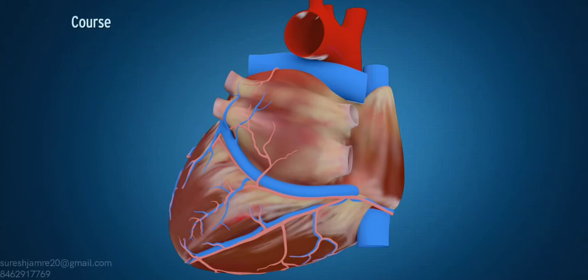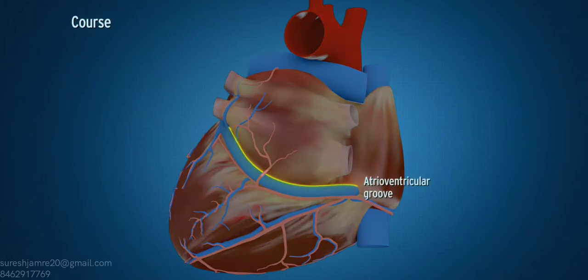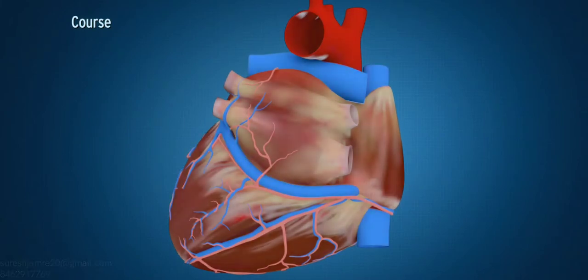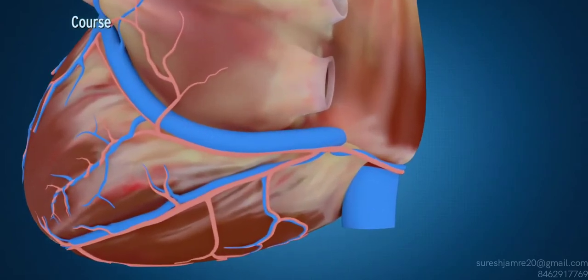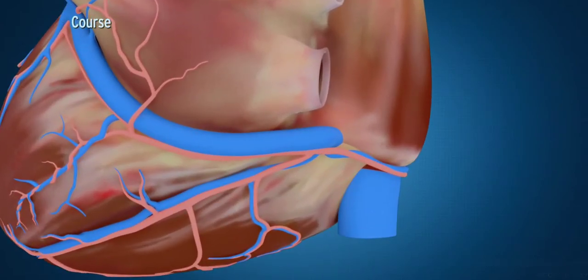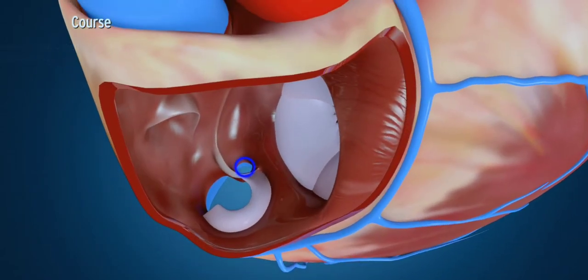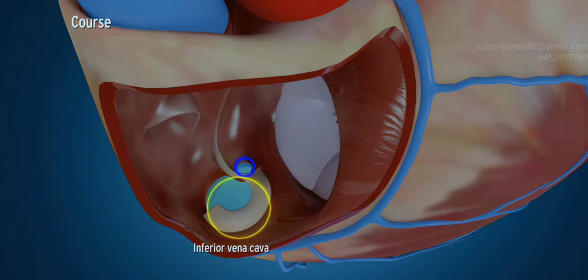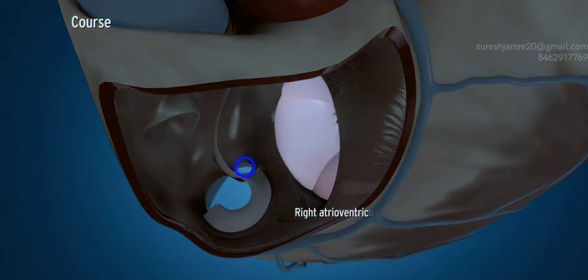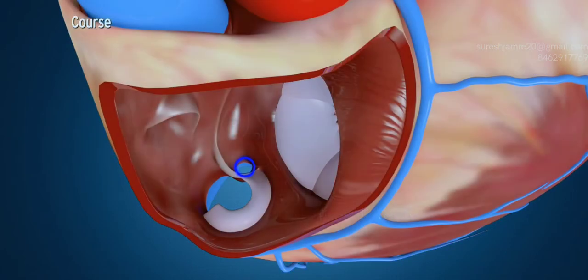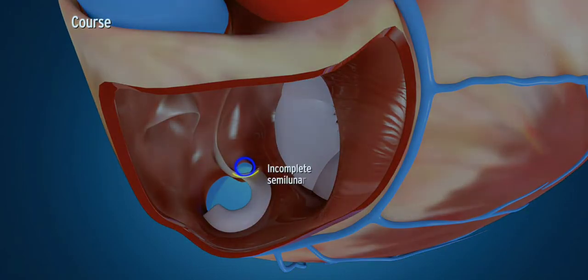Course. It begins in the left part of the atrioventricular groove and then passes downwards and to the right along the posterior part of the atrioventricular groove. Finally, the sinus ends by opening into the posterior wall of the right atrium. The opening lies between the opening of the inferior vena cava and the right atrioventricular orifice, and is guarded by an incomplete semilunar valve.